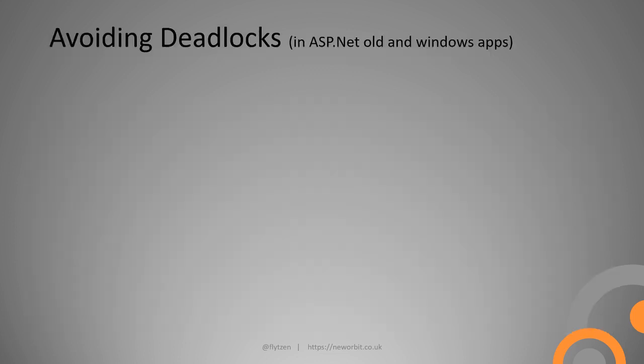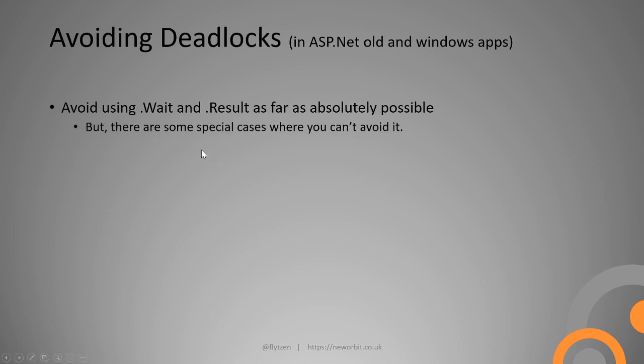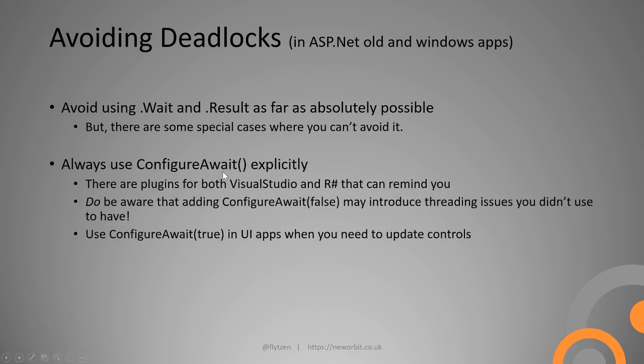So the key thing to avoiding deadlocks, again, ASP.NET old and so on, is firstly, really try really hard not to use .wait and .result. Okay, there are some special cases where you really can't avoid it, but then there are other ways you can handle it by doing things on Task.Run and so on, but try not to do it. Try and use configure await explicitly everywhere. Sometimes you want to put false, sometimes you want to put true, like in UI apps, but there are plugins for Visual Studio, ReSharper you can use, and they will remind you to always put them on, and then at least it forces you to think about it. So that's the top tip for today.